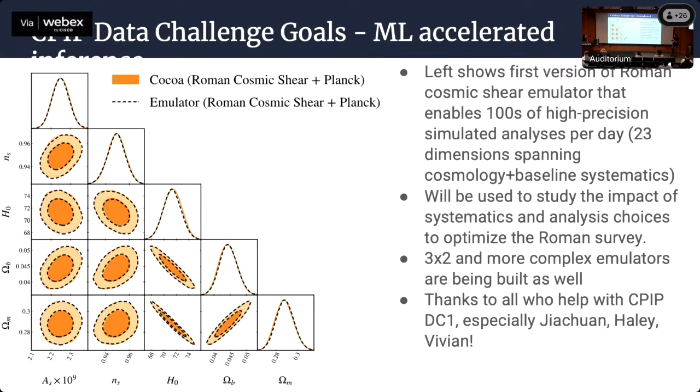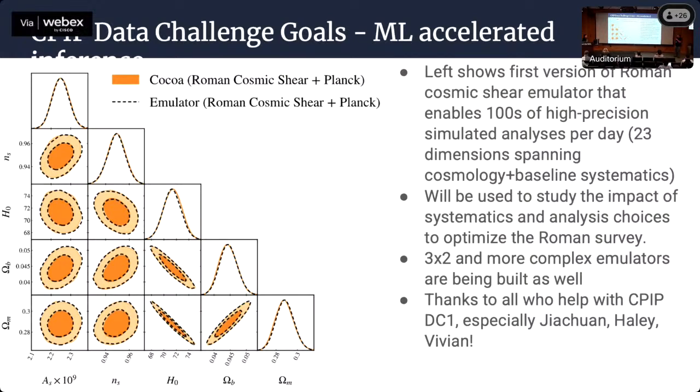This is an example of one of the emulators already. So you can see in orange the COCOA analysis, standard MCMC. It is also very fast, but it does take days on a very, very limited number of cores. So you can, of course, run multiple of these chains in parallel.